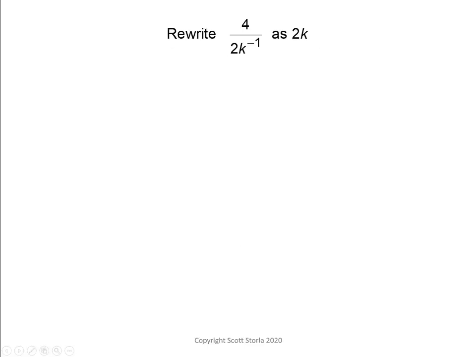Here's another. Keep in mind, this exponent is only affecting the base of k, not the 2. If you wanted to affect both, you would have needed parentheses. That means the base of k will move to the numerator and the exponent will go to positive 1. Of course, we usually don't write exponents of 1, and the 4 and the 2 can reduce to 2.